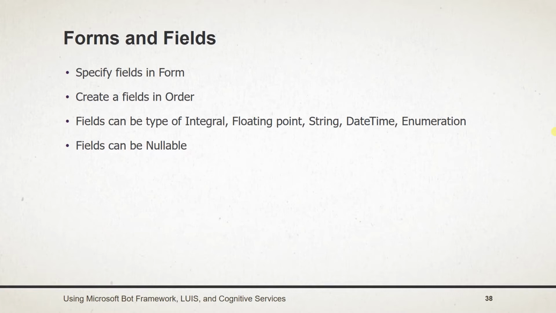In FormFlow, we can add fields of type integral, that is byte, short, integer, long, floating point, that is float, double, string, datetime, enumeration, or even a list of enumerations too. All those fields can be nullable. In case of an enumeration field, we can create a nullable property, but the value 0 in an enumeration is treated as null. We can also create FormFlow for a complex type too, but in this case, we need to use an advanced field.